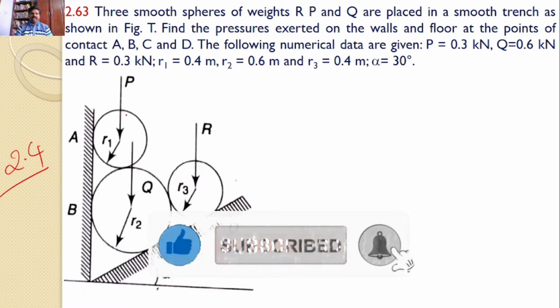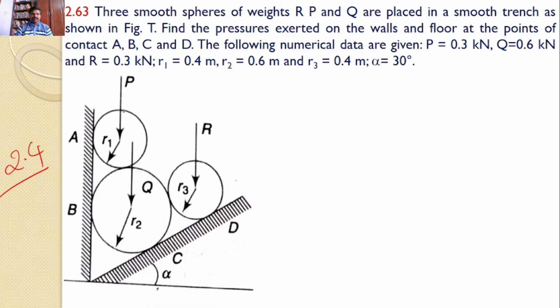So for that, we will analyze the sphere by sphere. First, I will consider the sphere P. What are the various forces acting at P? There are three forces. Of course, the first force is the self weight P. Next force is the reaction from the wall, so let this value be Ra, and then the reaction by the sphere Q on sphere P. This is along the line joining the two spheres P and Q, so this reaction I will consider as Rpq.